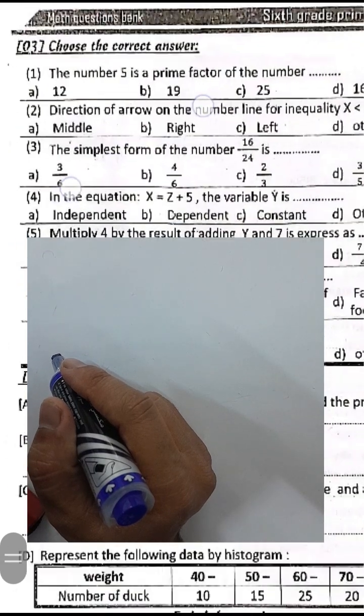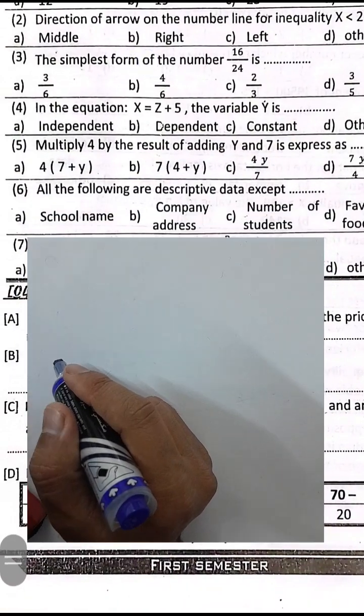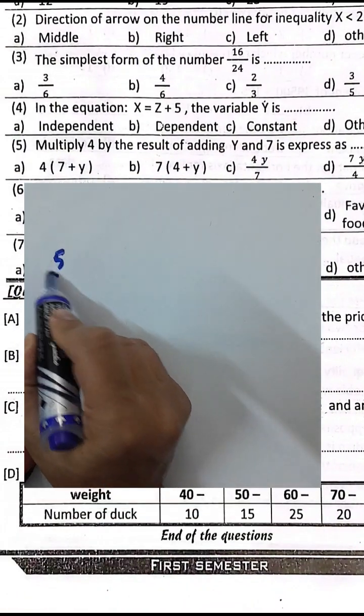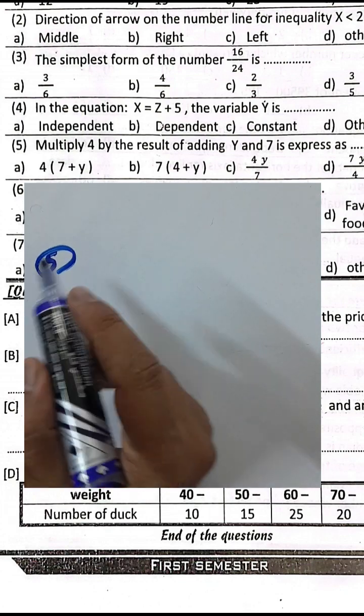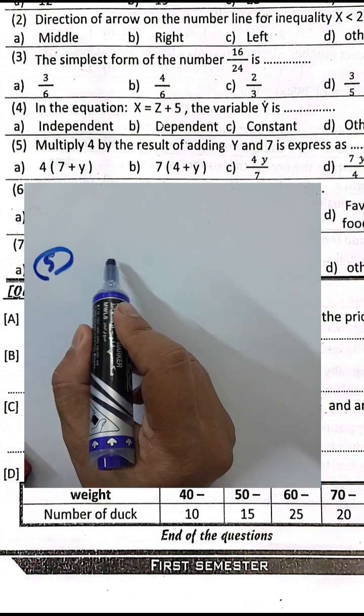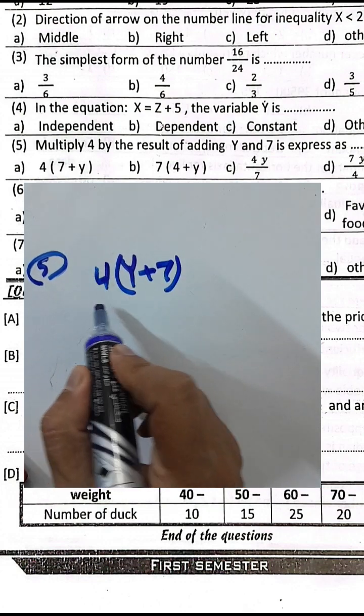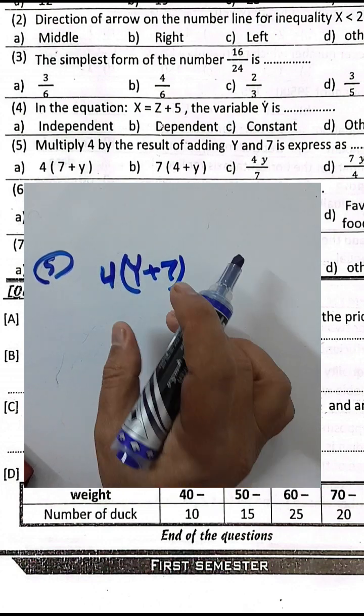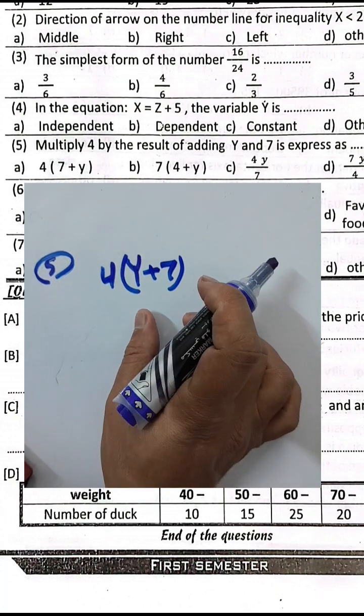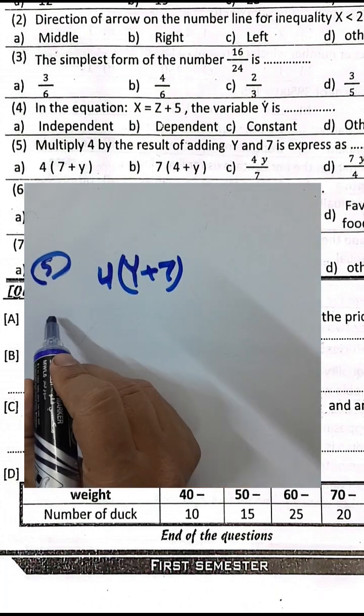Question number 5, multiple. Multiply 4 by the result of adding y and 7. Y and 7 multiplied by 4. Multiply 4 by the result of adding y and 7.